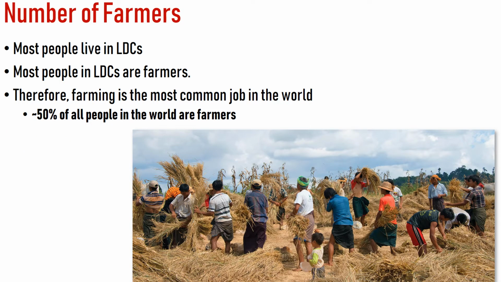Now, as I mentioned, we know that of the 8 billion people on the planet, 7 billion of them are in the developing world. And if we say most people in the developing world are farmers because they're living on subsistence agriculture, that means that farming is the most common job in the world, where about 50% of all people in the world are farmers today, doing the basic necessities to gather food to live.